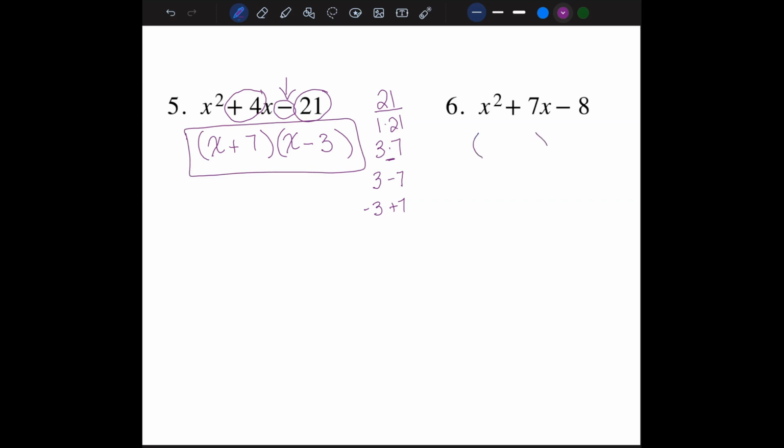So if I look at number 6, no common factor. I have a minus at the back, so automatically 1 positive, 1 negative. To get that x squared, I have x times x. And the two back numbers have to multiply to make 8. So 8 is 1 and 8 or 2 and 4. I need the combination that will subtract to make a positive 7. Well, that would be 8 and 1. To get a positive 7, though, I need 8 to be positive and 1 to be negative.